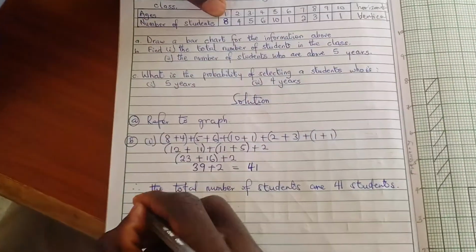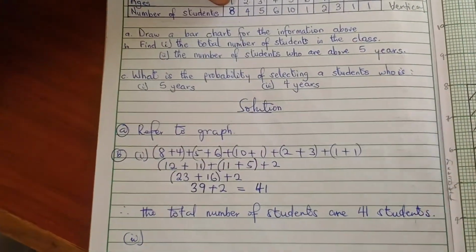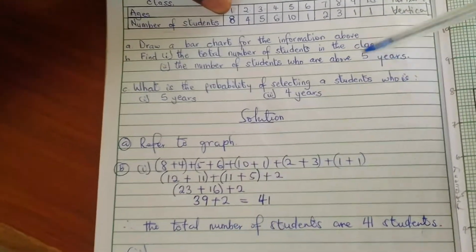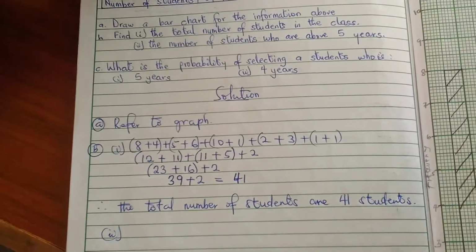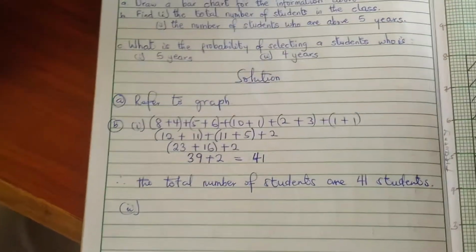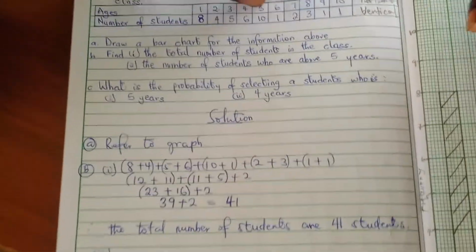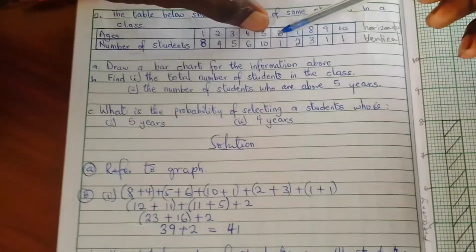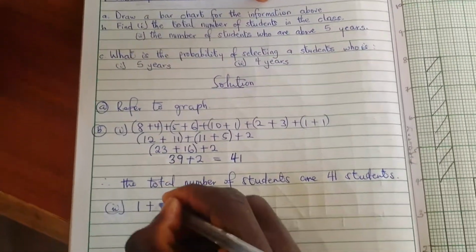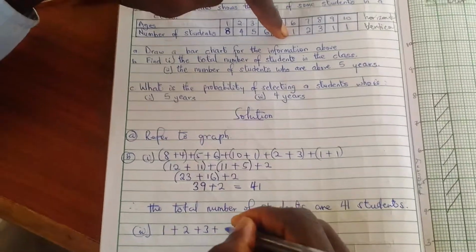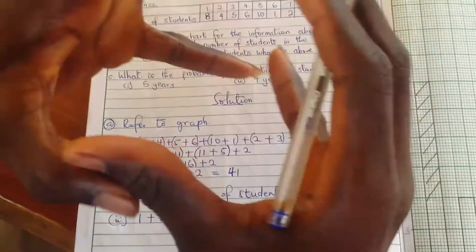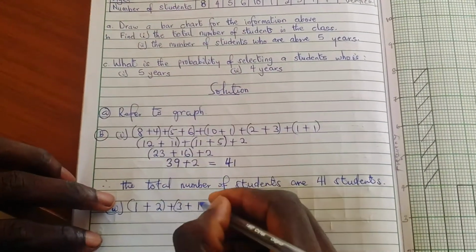Now let's go to II. II is asking, find the number of students who are above 5 years. So these are the ages. Those who are above 5 years are 6, 7, 8, 9, 10. So you come to the number of students, then you put them together. So 1 plus 2 plus 3 plus 1 plus 1. These are the students above 5 years. So you put them together, also two in a bracket.